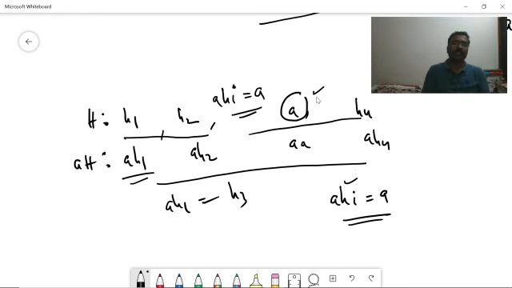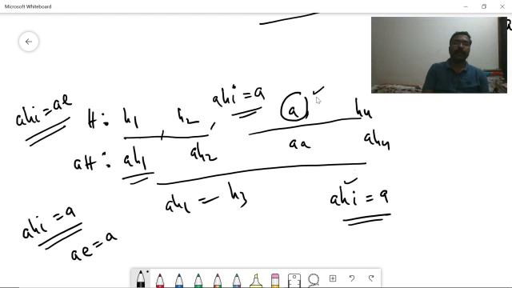Now what is the specialty of this Hi? It says that AHi is equal to A. But which other element has this property in this group? We already know that the identity element has the same property. So what can you conclude now? You can conclude that AHi is equal to A times E. Now what does this mean? This means that Hi is equal to E, because of the cancellation property, A will get cancelled out. So I have got that the element Hi was actually the identity element.